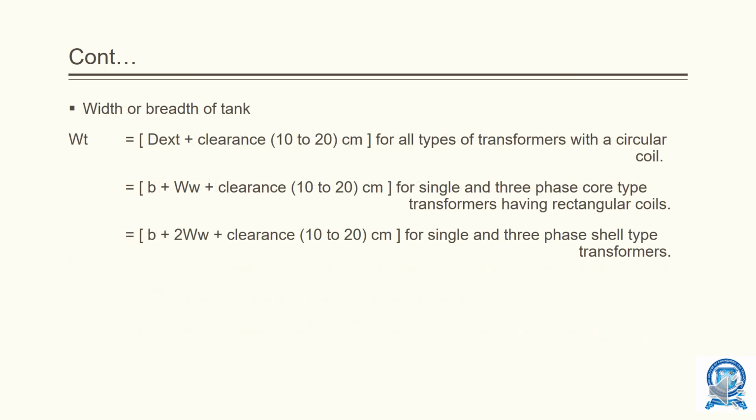Width or breadth of the tank. The width is given by D extension plus clearance value for all types of transformer with circular coil. If it is a rectangular coil, core type, for both single and three phase, the formula to calculate width is B plus WW plus clearance value. And for single and three phase shell type transformer, WT is equal to B plus 2WW plus clearance.